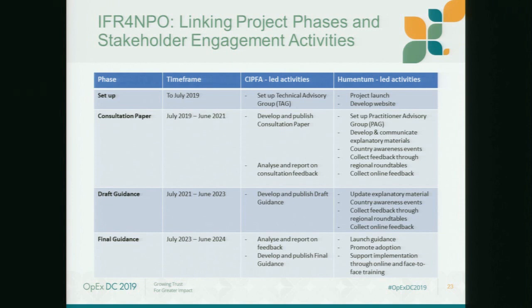When it gets to the consultation paper, the technical group will develop the paper, and then we, on the Humentum side, and through the practitioner advisory group, will be developing communication, explanatory materials, videos, country awareness events, and collecting feedback online. And then that will go back to the technical advisory group, who'll analyze it and report on that. They'll use that to develop and publish the guidance, which the whole stakeholder outreach engagement part will then share, make sure there's awareness, get feedback on, and that feeds back into the technical advisory. So there's a kind of feedback loop between the two sides.